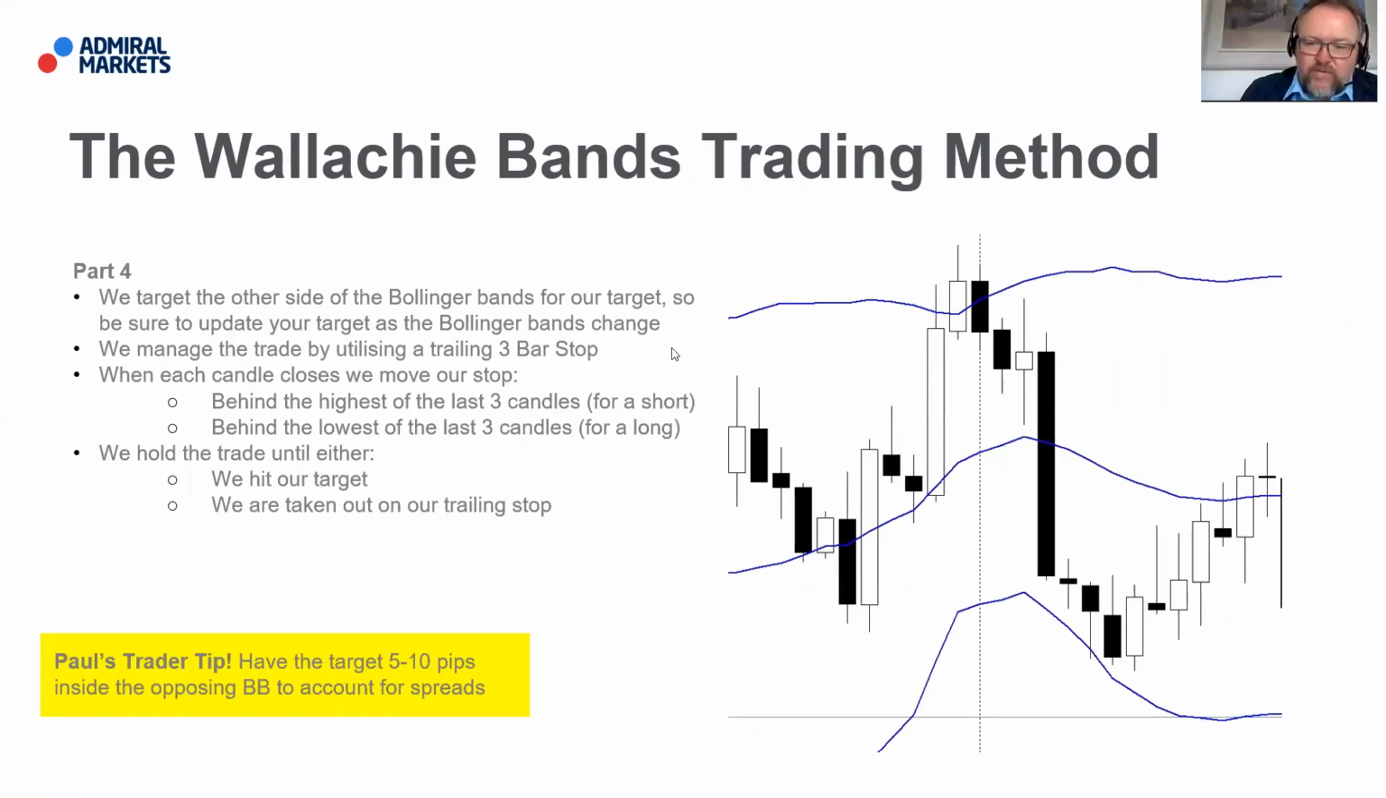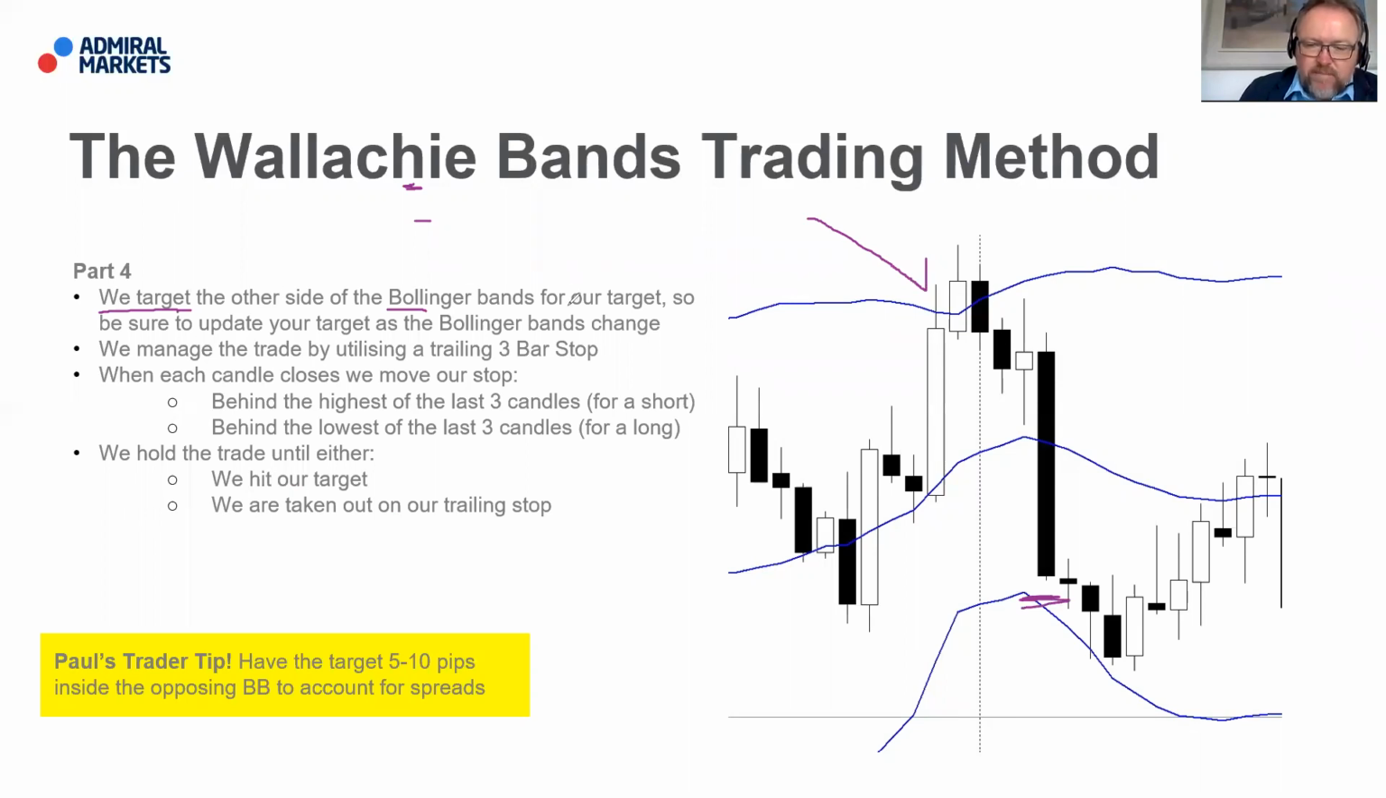What we have here is part 4. We're going to have a bit of a belt and braces approach. Remember, we know where we get in, we're entering at market, and we know where our exit is if we're wrong: our stop loss above the high of the recent two candles. Our target is the other side of the Bollinger Bands. So if we're shorting at the upper Bollinger Band, our target will be the lower Bollinger Band.